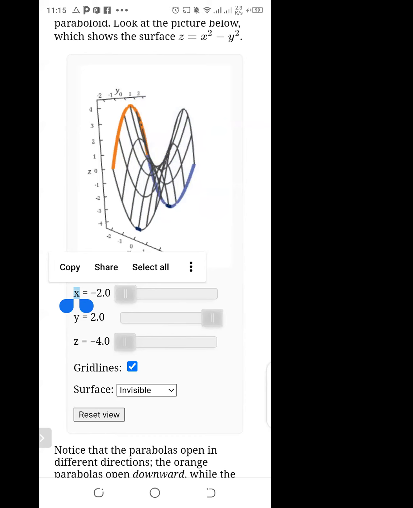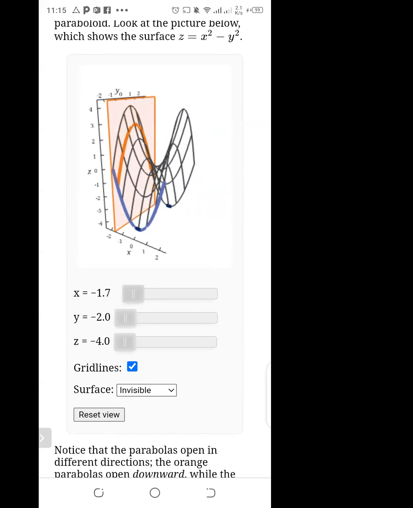If you fix your x, you still get the parabola. So here I'm fixing my x now. The plane you can see now is x is equal to -2. I move it so that I get the plane x is equal to -1. And x is equal to 0, so I have that parabola, and so on.